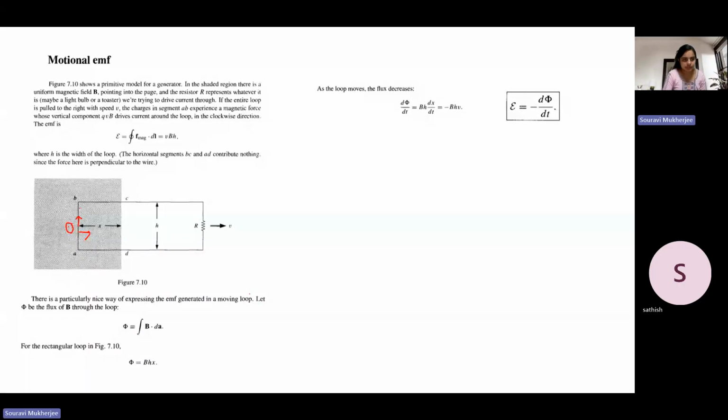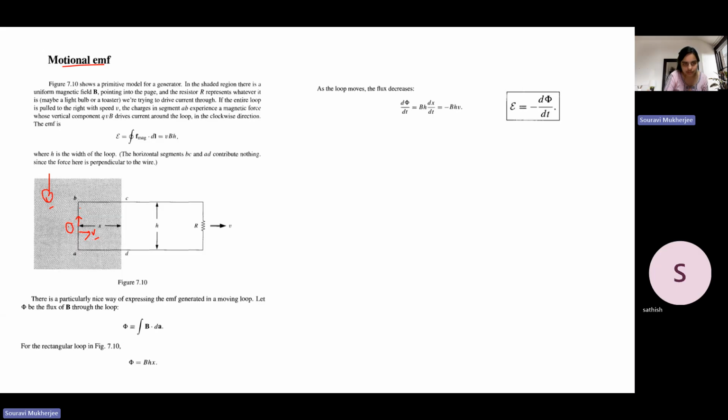So basically what we see is that when we have this loop moving, you have the charges moving with velocity v in this direction. There is a net magnetic field. So this region has a magnetic field. We are talking about motional EMF. As the loop moves, this is a conducting wire, so the charges move with some velocity and you have a net magnetic field here.